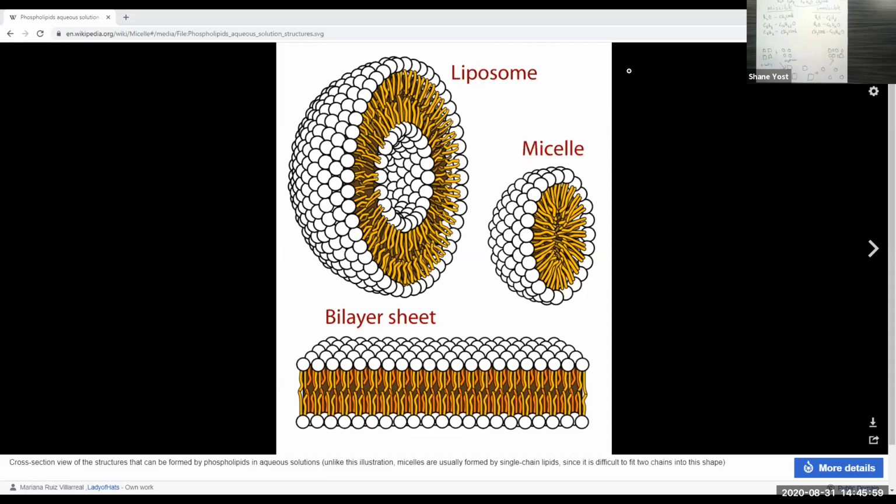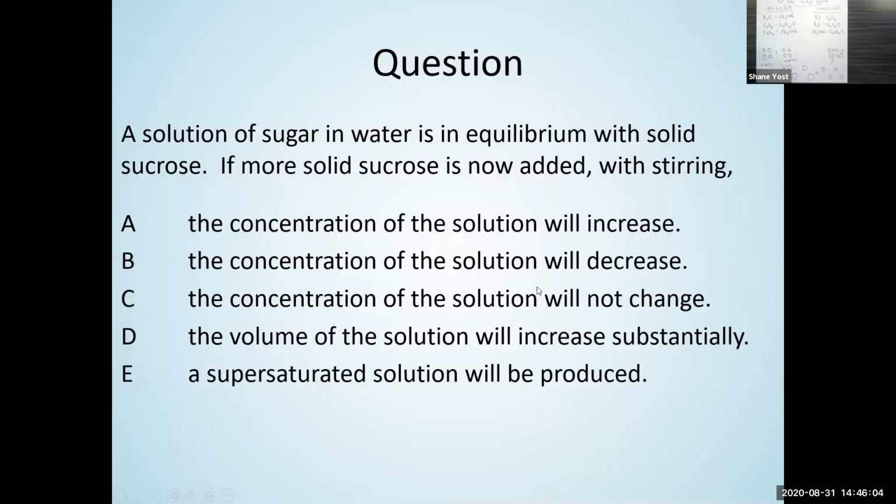So I'm going to show you a picture of what I was trying to roughly draw. And so the answer here was C. The concentration of the solution will not change. If the concentration were to increase, it would form a supersaturated solution. So A and E are actually kind of the same answer. The concentration definitely does not decrease by adding more solid. And the volume won't substantially increase because we're just adding a little bit. But yes, C: the concentration of the solution will not change.